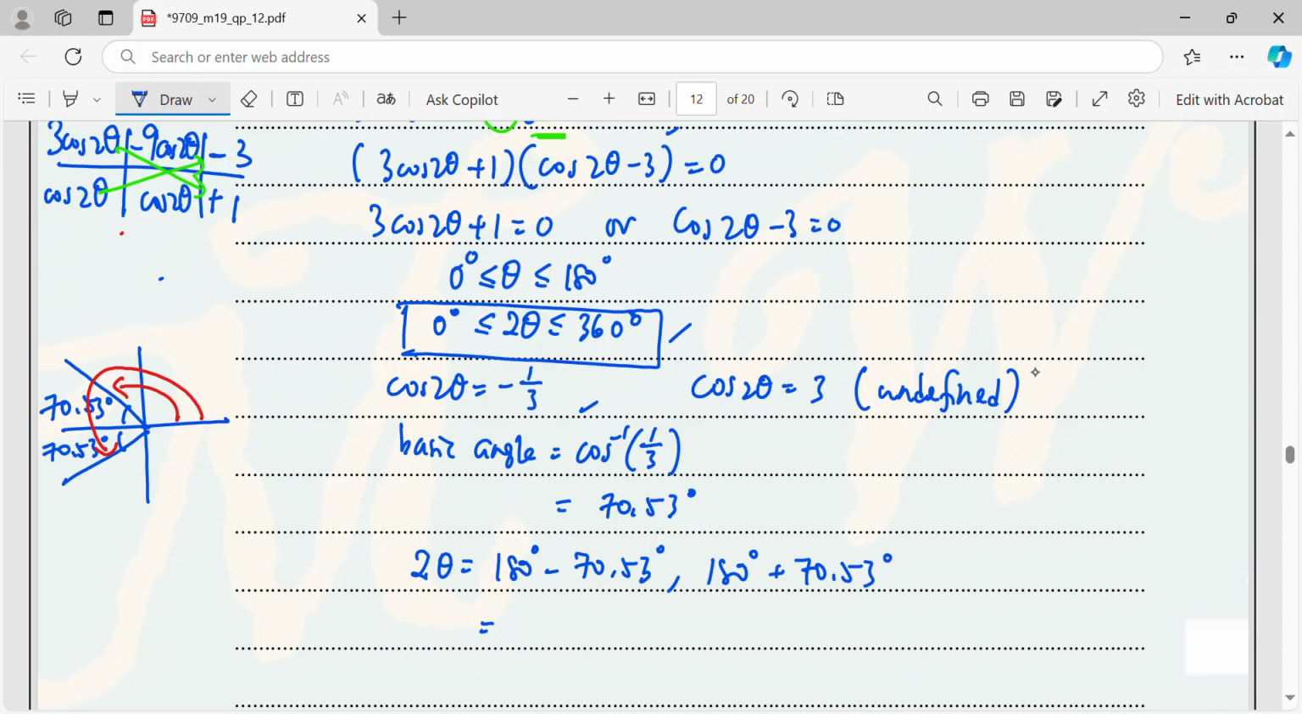So then you will be getting 109.47. And another one is 250.53 degrees. Now your theta is divided by 2. So when you divide by 2, that is 54.7 degrees, and I round to 1 decimal place, and also 125.3 degrees. So that's the solution for this question.